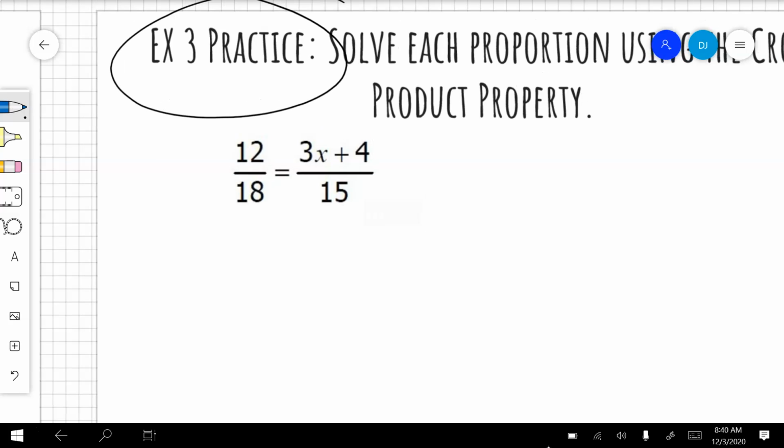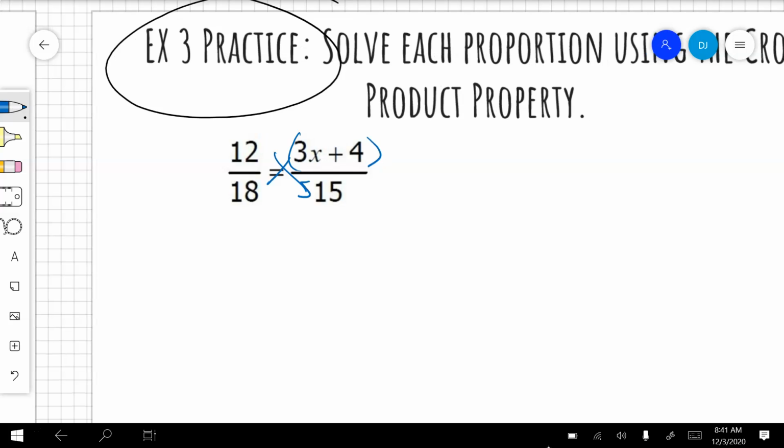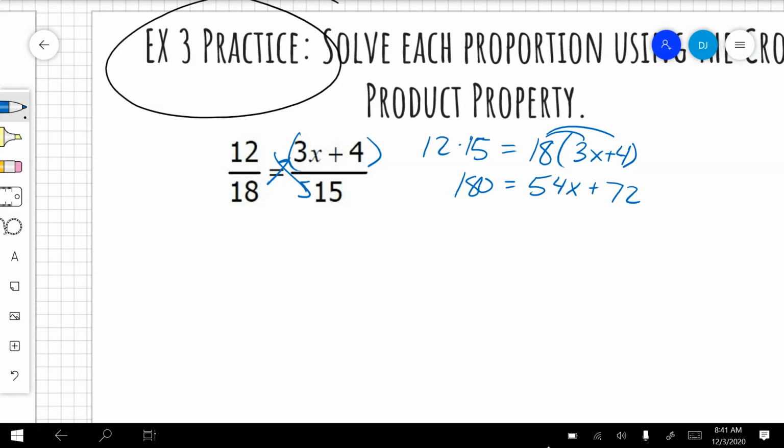Now for example 3, again, I see 2 terms. So I'm going to go ahead and group those together with parentheses and cross multiply. So this is going to be 12 times 15 equals 18 times 3x plus 4. Now 12 times 15 is going to give you 180. And over here we're going to distribute that 18 to the 3 and the 4. So when we multiply that out, 18 times 3 is going to give you that 54x, and 18 times 4 is going to give you 72.